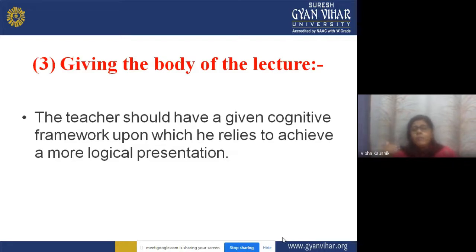Now the teacher should have a given cognitive framework upon which he relies to achieve a more logical presentation. The teacher should have a given cognitive framework, and these are the cognitive frameworks upon which he relies to achieve a more logical presentation.